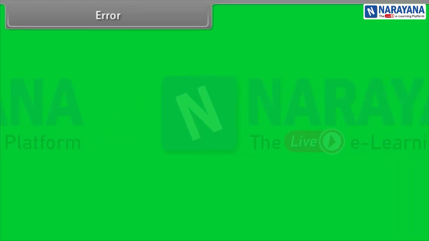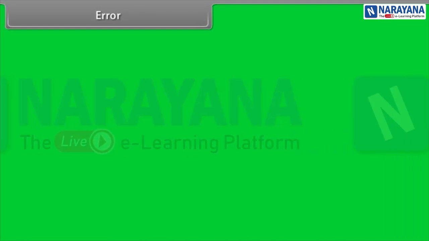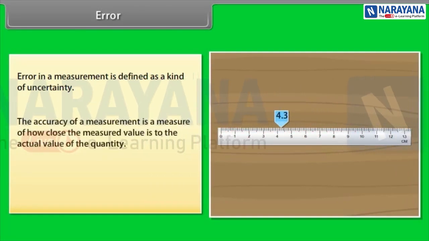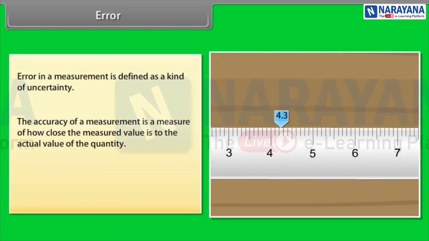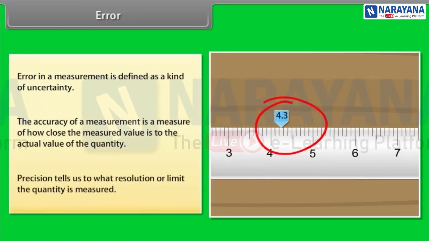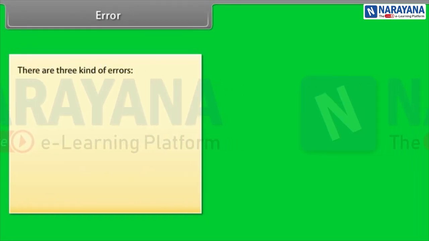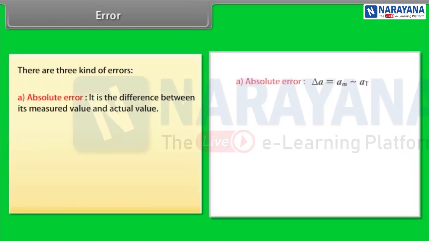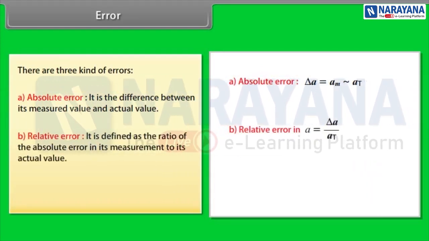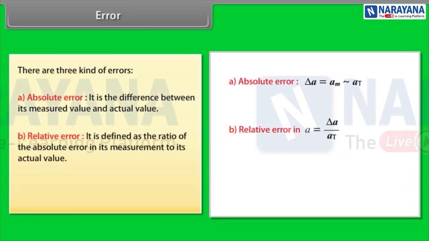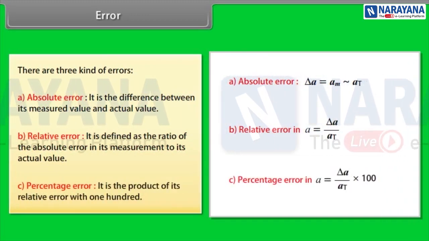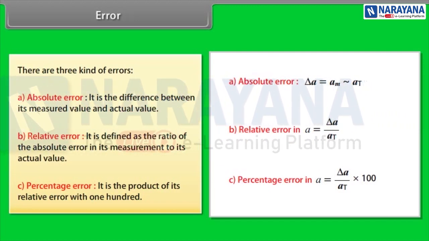Error. The result of every measurement by any measuring instrument contains some uncertainty. Error in a measurement is defined as a kind of uncertainty. The accuracy of a measurement is a measure of how close the measured value is to the actual value of the quantity. Precision tells us to what resolution or limit the quantity is measured. There are three kinds of errors. Number 1. Absolute error. It is the difference between its measured value and actual value. Number 2. Relative error. It is defined as the ratio of the absolute error in its measurement to its actual value. Number 3. Percentage error. It is the product of its relative error with 100.